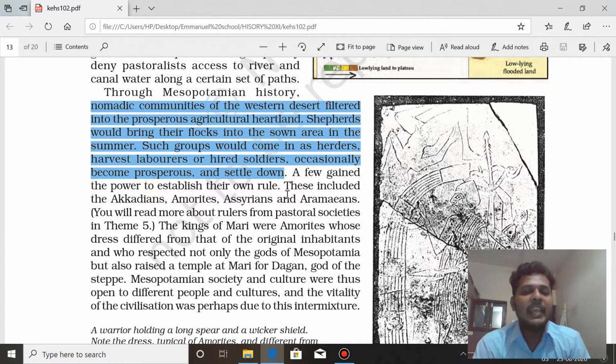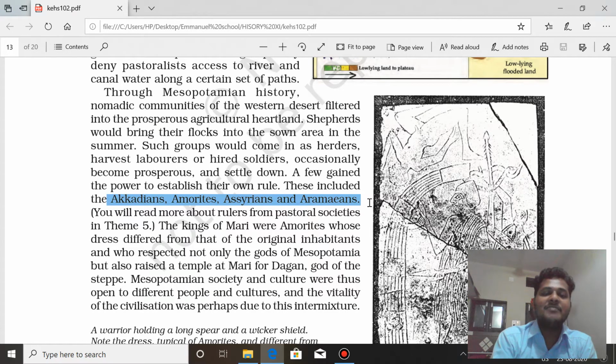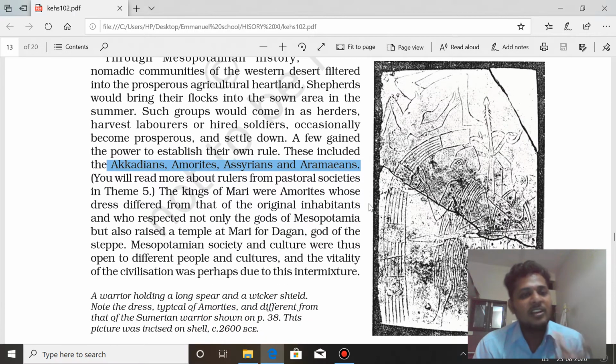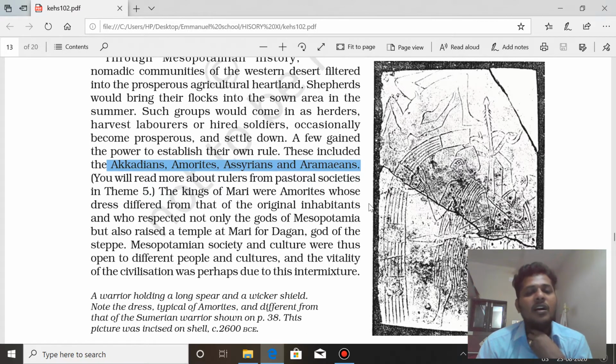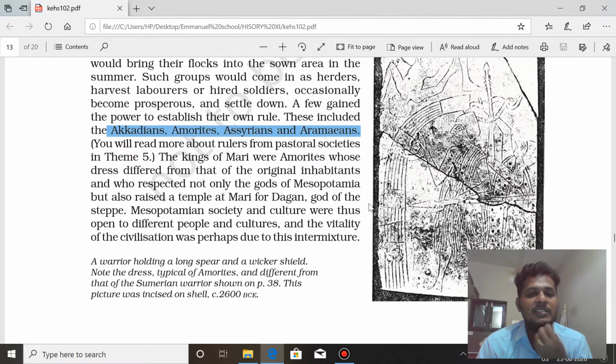Now a few gained power to establish their own rule, like Akkadians, Amorites, Assyrians, and Armenians. These are some of the pastoral communities. Who are these people? These are nomadic communities who came from the western desert, the Saudi Arabian desert, and got settled here. They were doing some menial jobs like harvest laborers, soldiers, and all that. Slowly they became powerful when they had their own strength. We'll study about them in chapter 5.